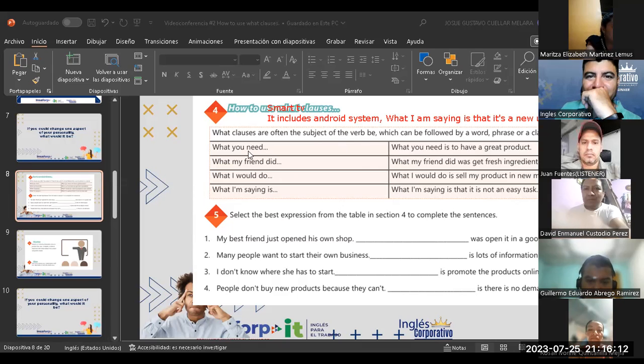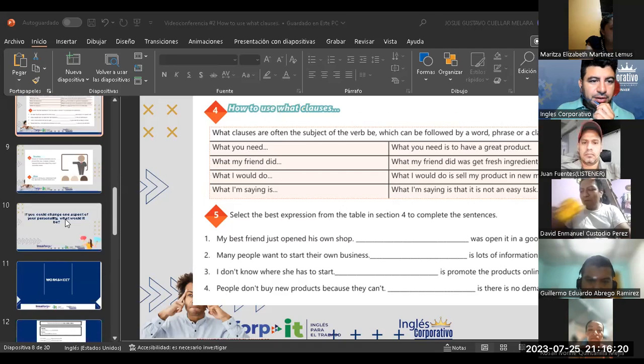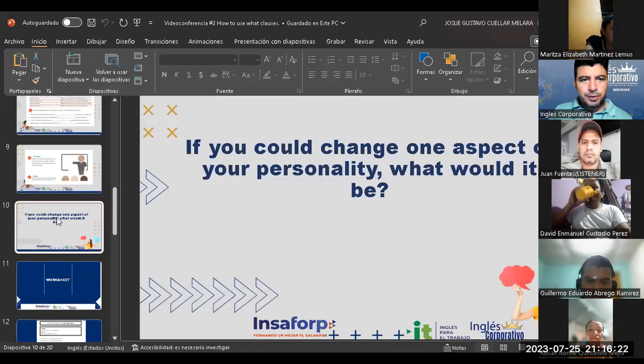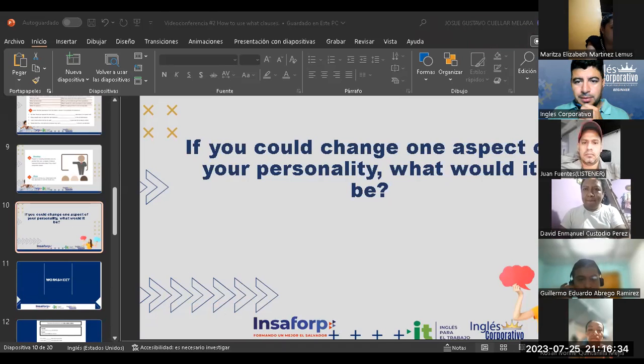Okay, very interesting. You are very creative. Son bien creativos, ya veo. Very creative. Okay, let's move to the other part and we continue with this. Very interesting. What would you change if you could change one aspect of your personality? What would it be? And here we have some other participants.